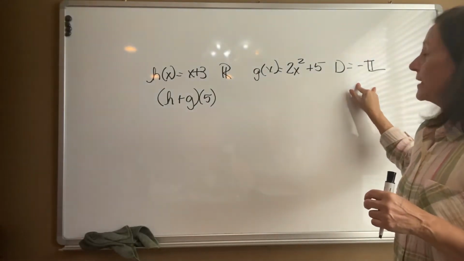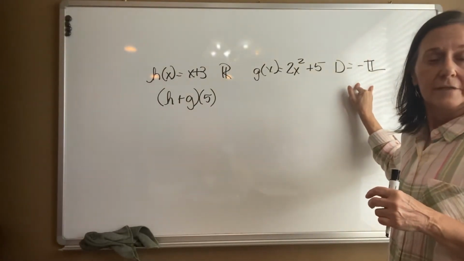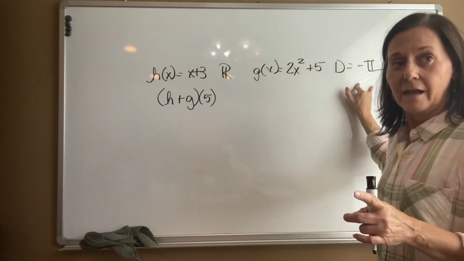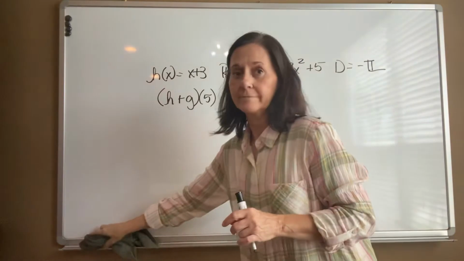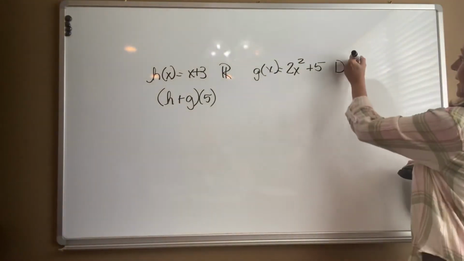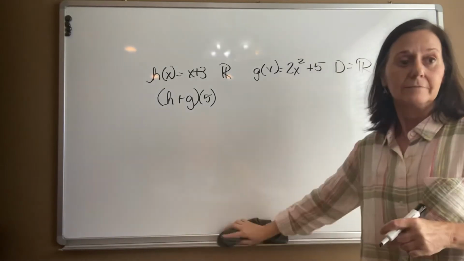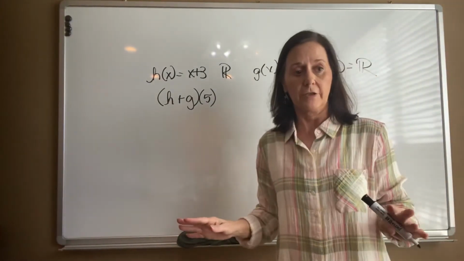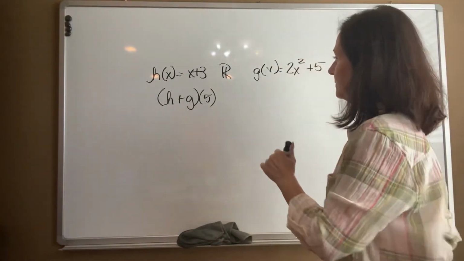It is not, because it's a negative integer. So there would be no solution. But I'm going to work this one because we need practice. I'm going to say the domain is all reals. Okay? With the domain of g of x being negative integers, there would be no solution. All right? But we're going to change it.